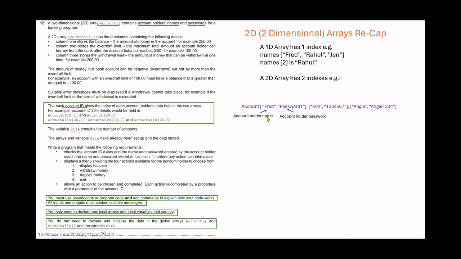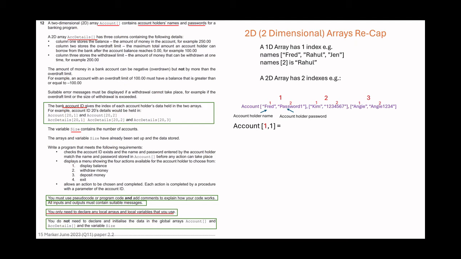To access the data in these arrays, we have two indexes. The first index identifies the sub-array. So 1 is this one here, which is Fred's data, 2 is this one, which is Kim's data, and 3 is this one, which is Angie's data. Then we have a second index which allows us to access the individual information from the subarrays. So in this subarray, 1 is Fred, and the password is index 2. Then Kim is index 1 in this subarray, and the password 1 2 3 4 5 6 7 is index 2. And then Angie is index 1 in this array, and Angie's password 1 2 3 4 is index 2.